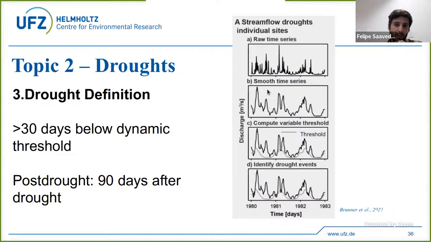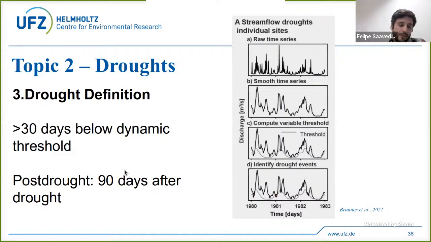And then you compute a variable threshold, which will be the 20th lowest percentile of discharge for each day of the long time series, which is this line here. So every year will have the same threshold. So it's one value of threshold for each day of the calendar year. And then if the discharge is below this threshold, it will be considered a drought, like these small red periods. In this study, as well as in the original study, we consider that the minimum length of a drought will be 30 days.